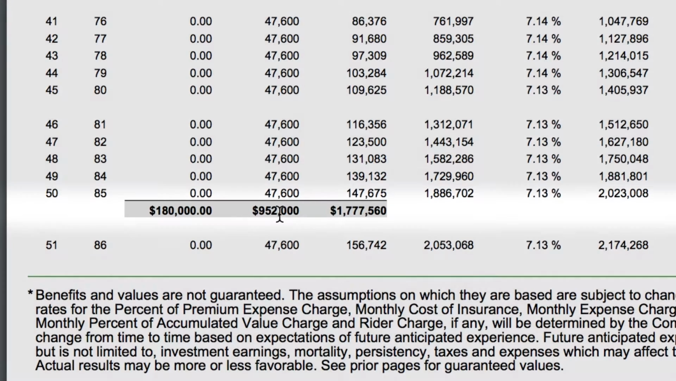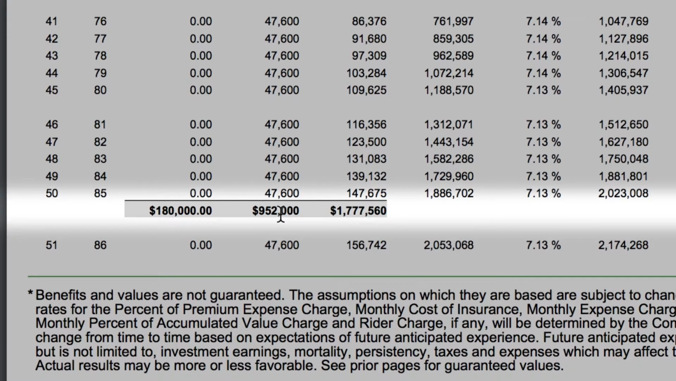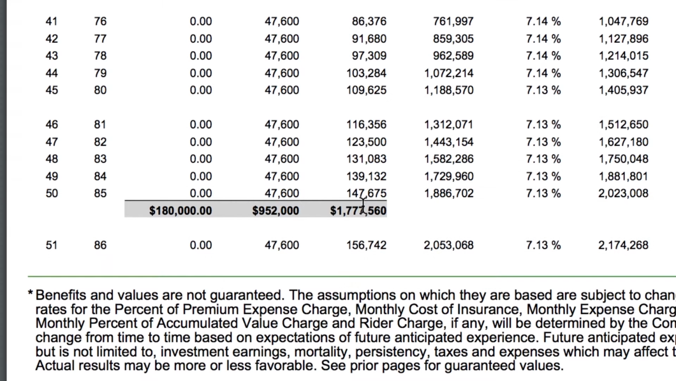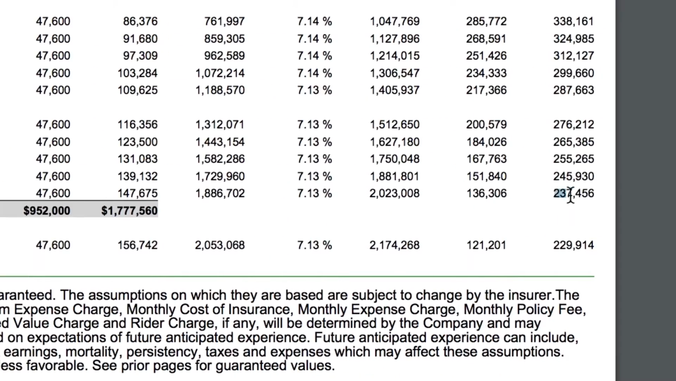So you put $180,000 in, you got $952,000 of tax-free income out of this plan, and even after you pay back all of the policy loans that you had to take in order to generate that income, your beneficiaries would still be left with almost $250,000 of death benefit, $237,456 of death benefit that would be left to your beneficiaries after all that income. So that's a pretty fantastic plan, and I think Jessica will be really happy with that at that point. You just ask her if she's ready to move forward.